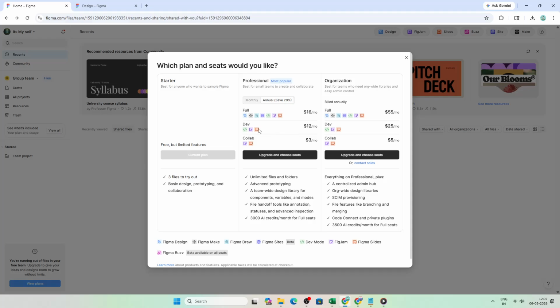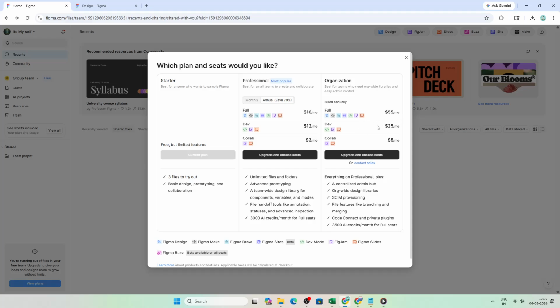For larger teams, there is Organization, at $45 to $55 per user per month. This plan adds design system analytics, which reveals how components and styles are used across files, helping you measure adoption and spot what needs maintenance. Advanced security features give admins more control and oversight. And shared libraries scale across the company so everyone builds from the same source of truth.